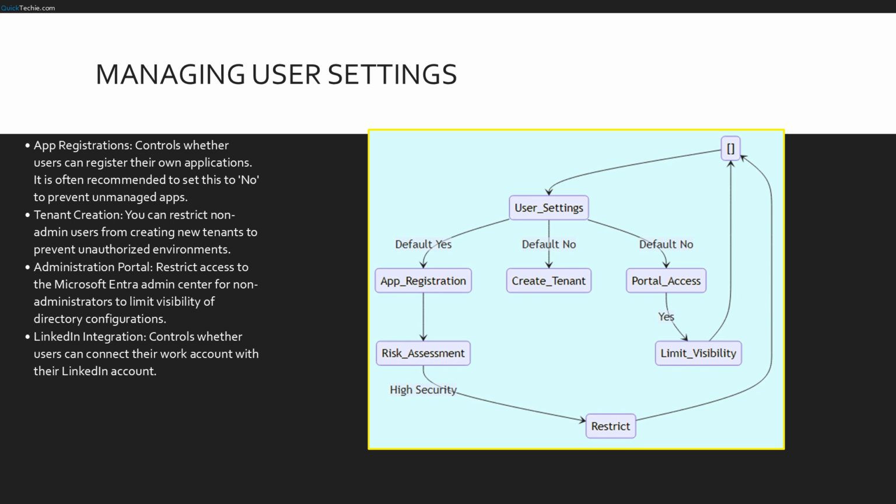This state diagram illustrates the decision process for user settings. Starting at the user settings node, we evaluate 3 key permissions: application registration, tenant creation, and portal access. For app registration, the flow moves to risk assessment. If security requirements are high, we follow the path to restrict. Similarly, enabling restrictions on portal access leads to the state of limit visibility, reducing what standard users can see in the interface.